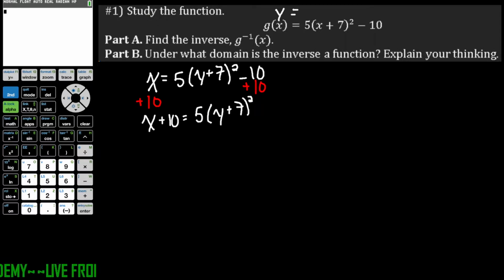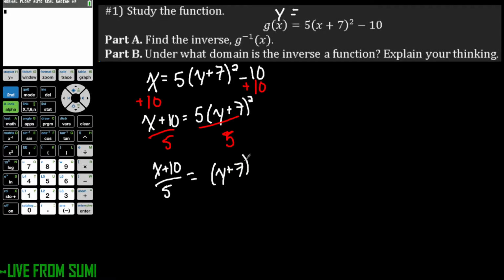And so now I can divide both sides by 5. Again, make sure you just take it one step at a time. So let's say I have x plus 10 all over 5, and equals, now we have the quantity y plus 7 squared. So now when you're looking at your exponent, you're thinking, okay, I have to get rid of that exponent.